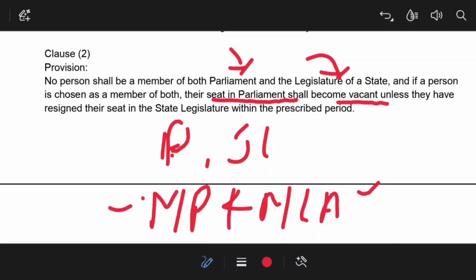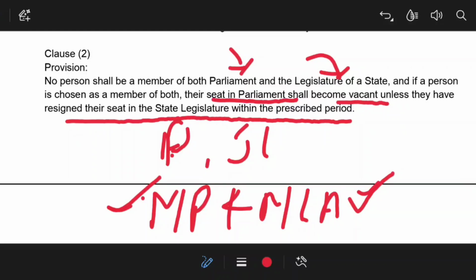But there is a condition as well, unless they have resigned their seat in the state legislature within the prescribed time. That means if you are chosen as an MP and an MLA as well, right? Now if you do not take any action, that means if you do not vacate the seat of the state legislature, then automatically, by the law, your seat in the Parliament, that means as an MP, will become vacant. Okay, so if you do not take any decision to vacate the seat of the state legislature, then your seat in the Parliament will become vacant. Clear? So this was clause 2 of article 101.